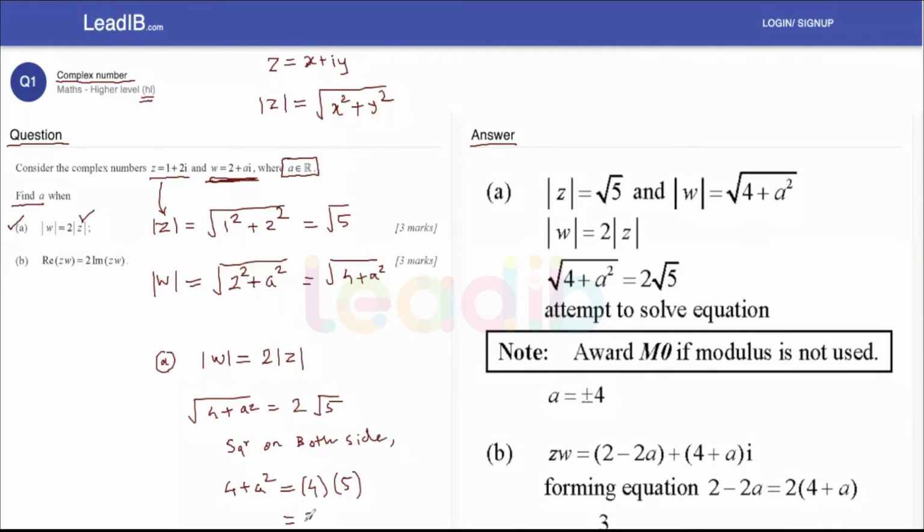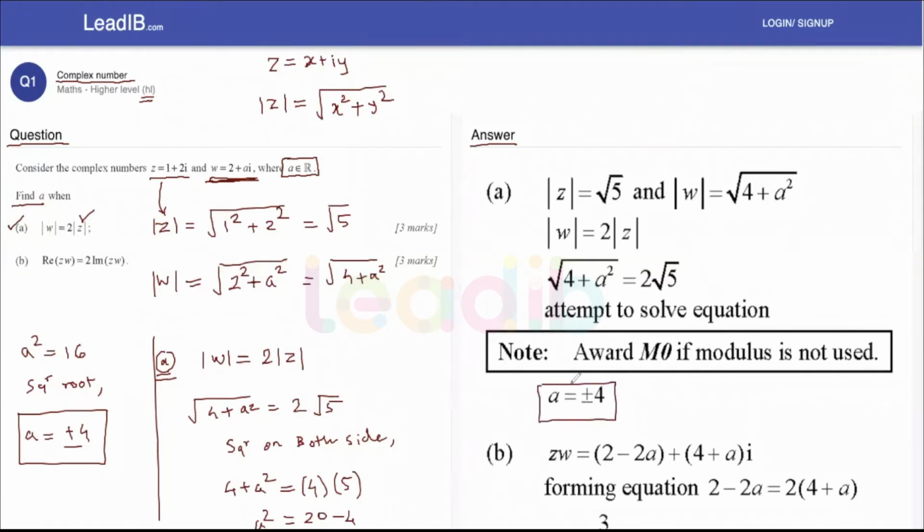Now 5 4s are 20, right? 4 plus A squared equals 20, so I'll take the 4 to the other side. So it is 20 minus 4, and that's A squared is equal to 16. Once again, you take the square root on both sides. So you will get A is equal to the square root of 16, which can be plus 4 or minus 4. And that's how we got the answer. This is the answer for the A part, which is already given over here, that's A is equal to plus or minus 4.